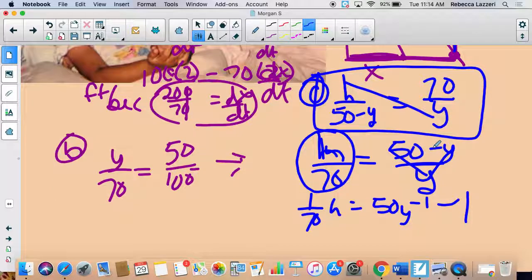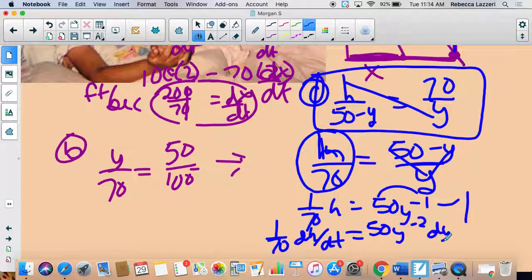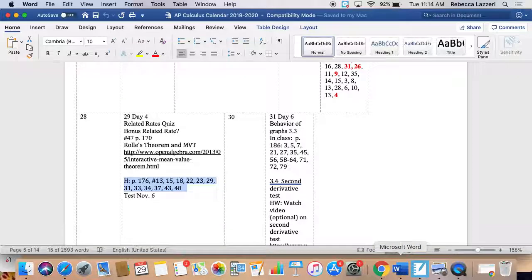All right, so then I'm going to say 1 over 70 dh dt equals negative 50 y to the negative 2 dy dt. And it's a lot easier derivative than some of the other ones I've taken on this problem. All right, now you've got to make sure you put the correct y in.